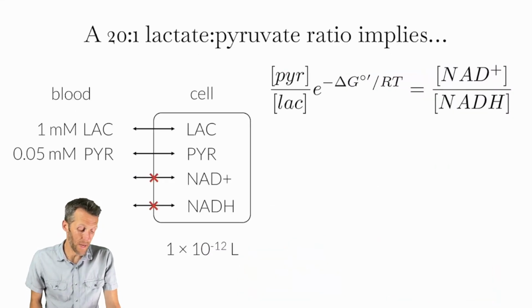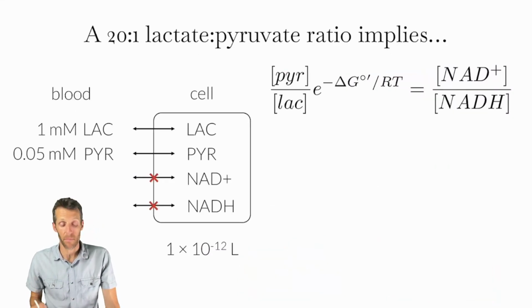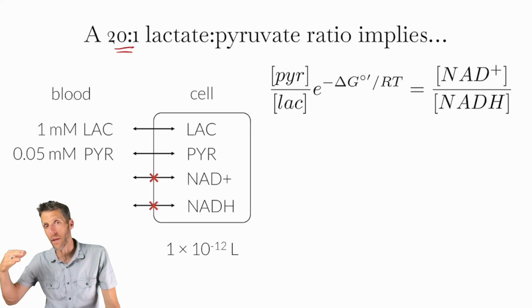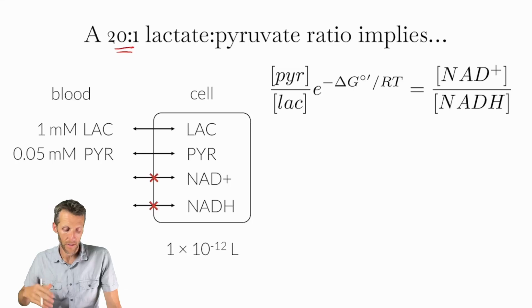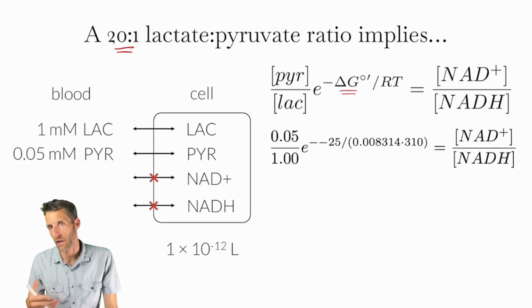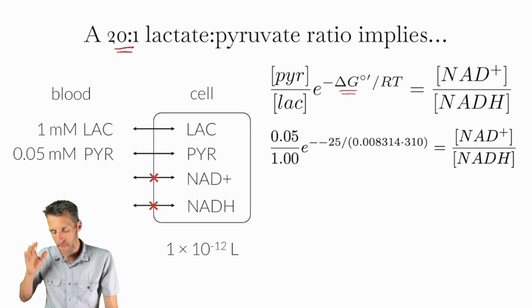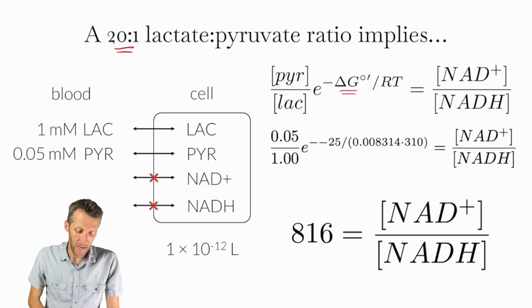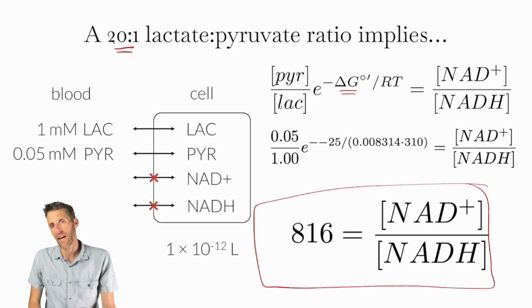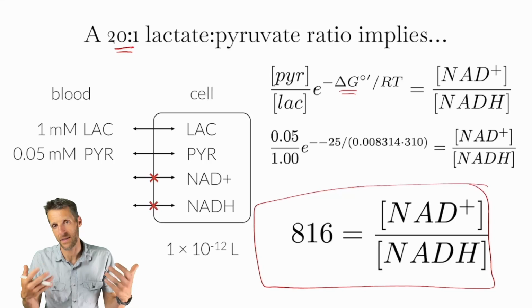What does that mean? Well, what that means is we can plug in some numbers. So if we have a 20-to-1 lactate to pyruvate ratio in the blood, so there's a 20-fold excess of lactate in the blood, and we have a delta G naught prime of minus 25 kilojoules per mole. We calculated that earlier, right? That's the energy to do this reaction. You plug in the numbers, and you get the ratio of NAD plus to NADH in a cell should be 816 to 1.